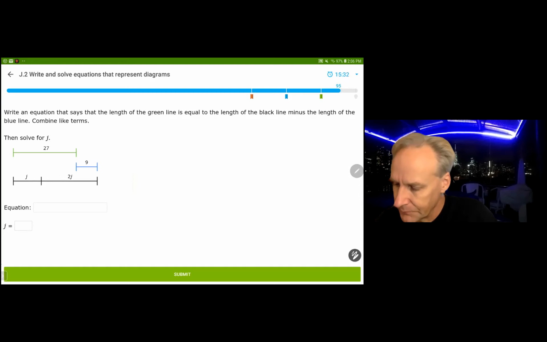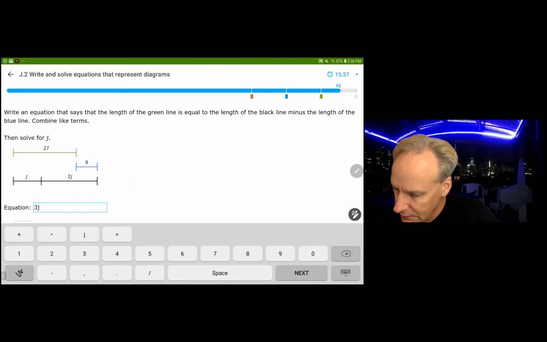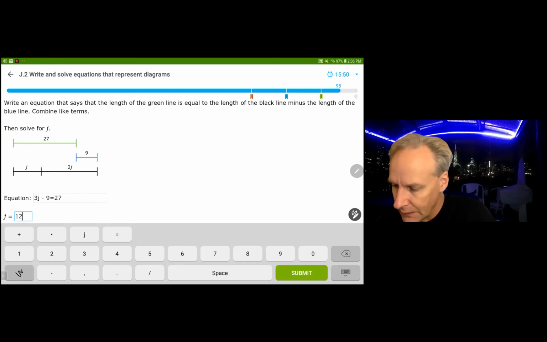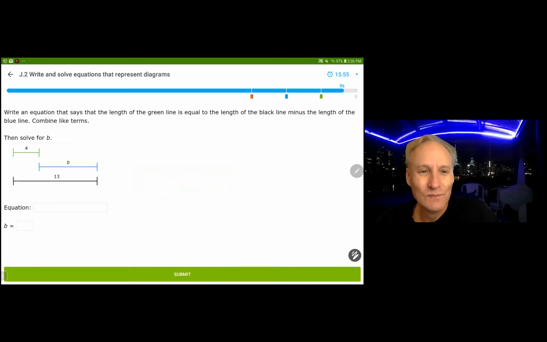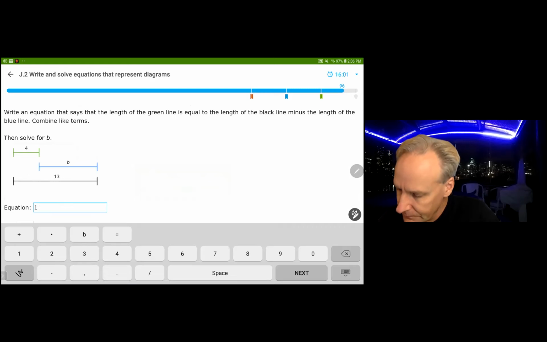And are we almost done? No. Now this time we get 3J minus 9 equals 27. And in this case, it looks like we're getting 12 for our J. And that would be 36 minus 9 is 27. Yeah, I checked it in my head. And we've got 13 minus B equals 4. And of course, B is equal to 9, isn't it?